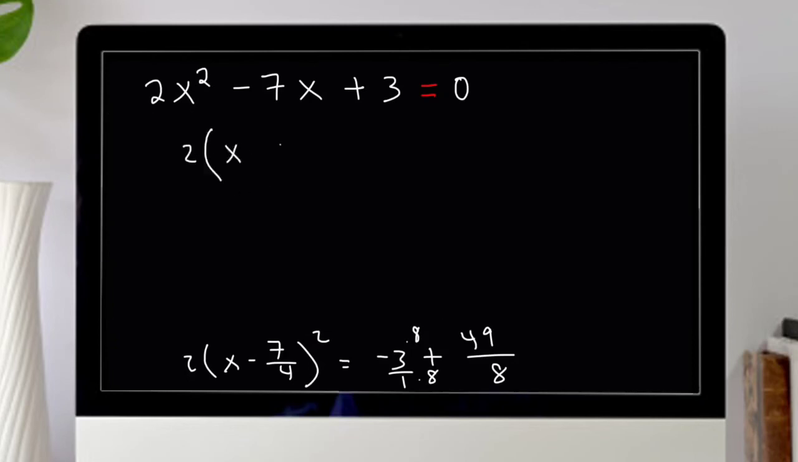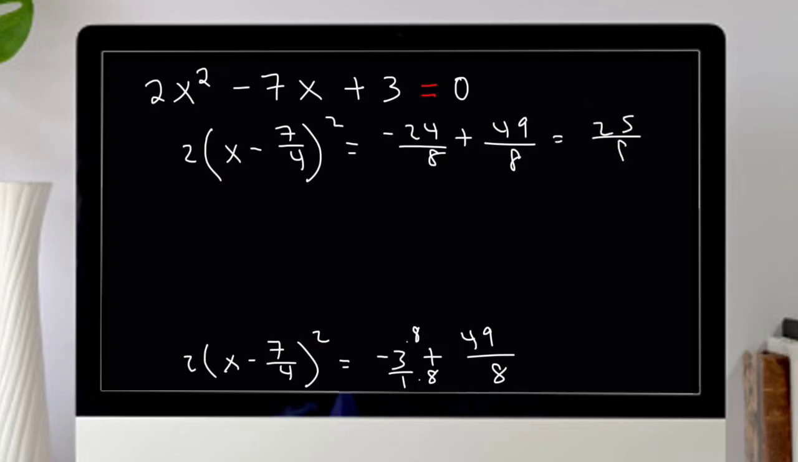So we have 2 times x minus 7 over 4 squared. Negative 3 times 8, that's negative 24. And negative 24 plus 49, or in reverse you could say 49 minus 24, that's equal to 25.